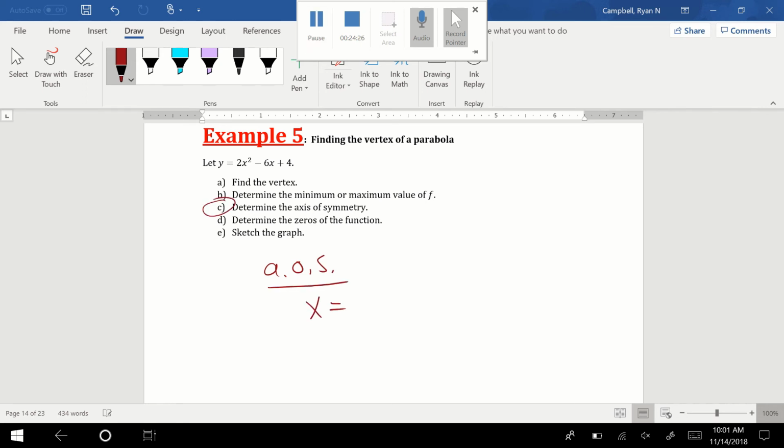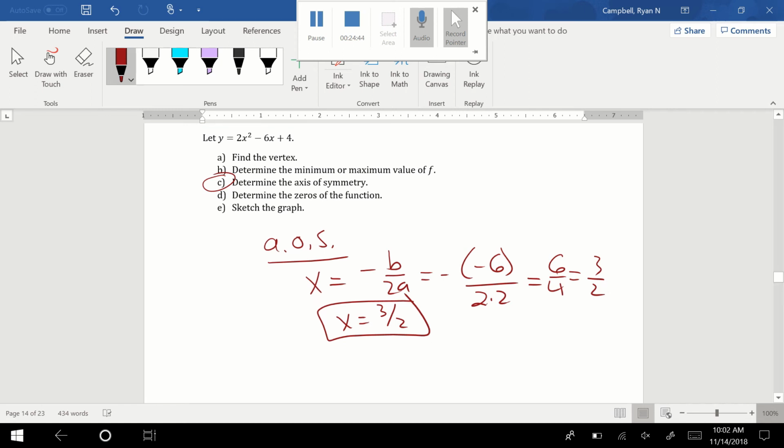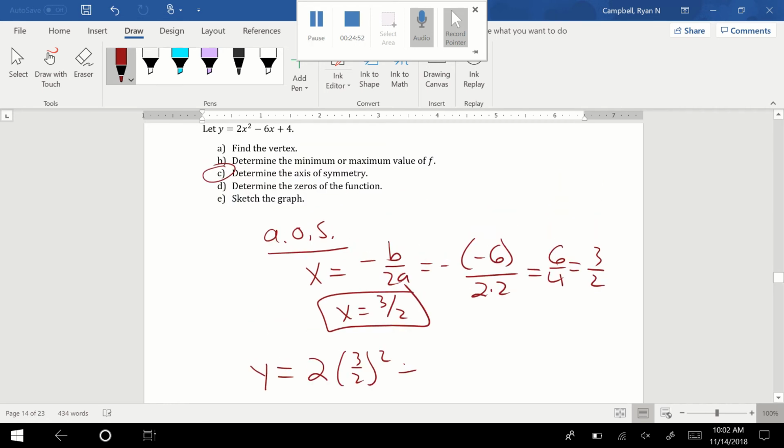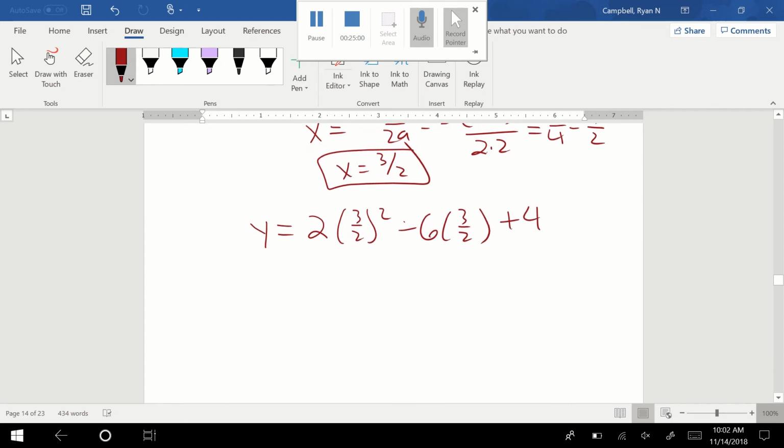That's going to be x equals negative b over 2a. So negative 6 over 2 times 2, which is 6/4, which is 3/2. So the axis of symmetry is x equals 3/2. Then to find the vertex, we just plug it into our equation. So y equals 2 times 3/2 squared minus 6 times 3 halves plus 4. That's how we're going to find our vertex.